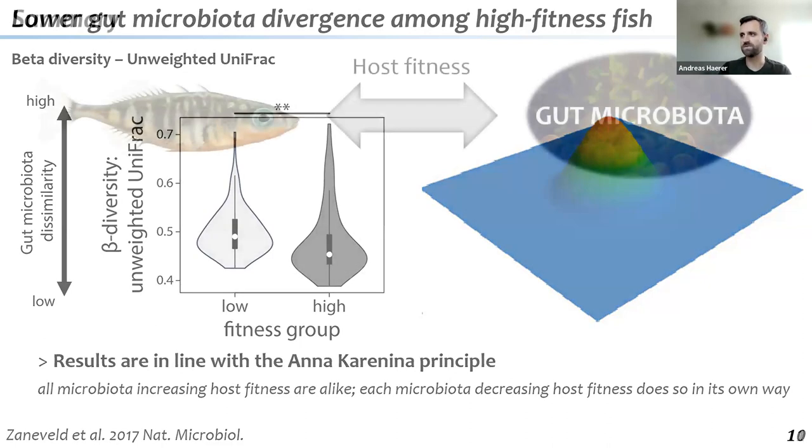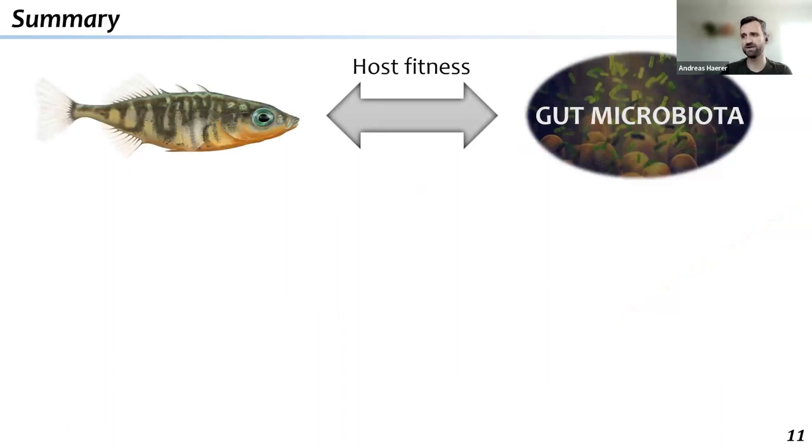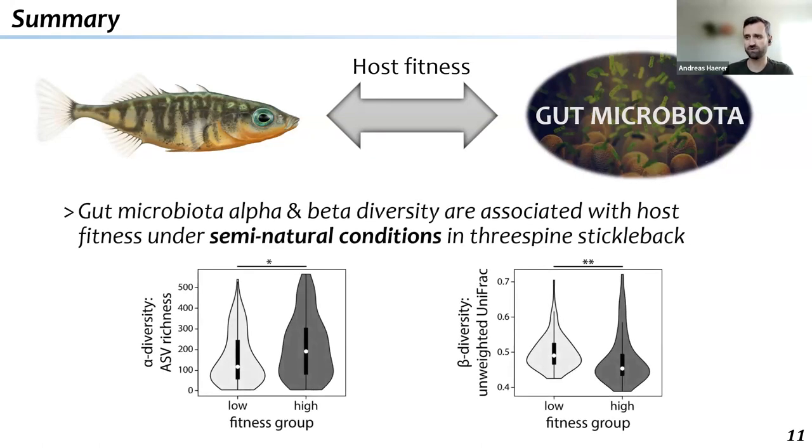All right, with this, I already want to come to my summary. So we studied interactions between hosts and their gut microbiota and how this might affect host fitness, using growth rate as a fitness proxy. In this case, we found that both gut microbial alpha and beta diversity are associated with host fitness in this experiment that we conducted under semi-natural conditions in freshwater stickleback fish.